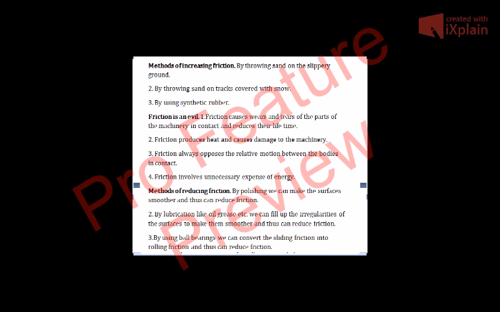The greater the friction, the more heat. When you rub your hands, you will observe that heat is produced. So that damages the parts of the machine. Friction always opposes the relative motion between the bodies in contact. So this is another factor that makes friction evil, because if there would have been no friction, then the vehicles on the road would have been moving with faster speed.